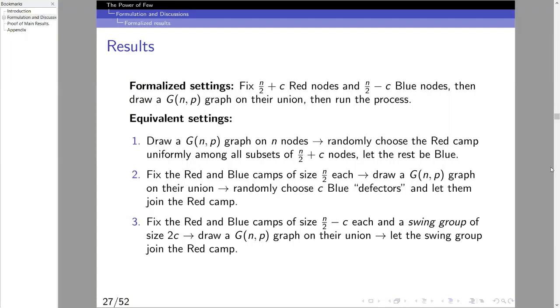It's easy to see that these settings are equivalent to the former one, but we prefer to use the former one because we don't have to worry about the randomness of the initial coloring. So we can focus on the graph itself.